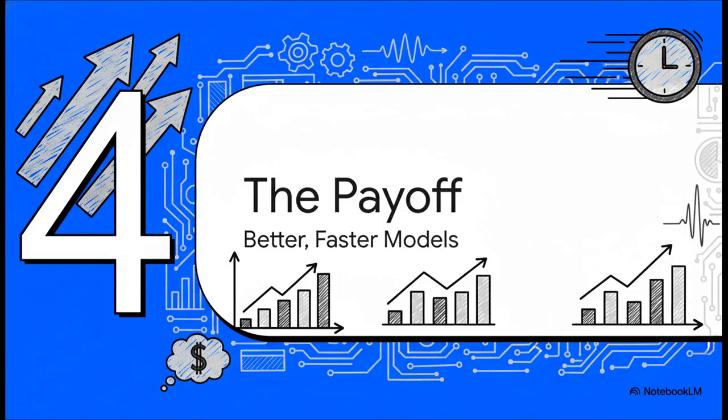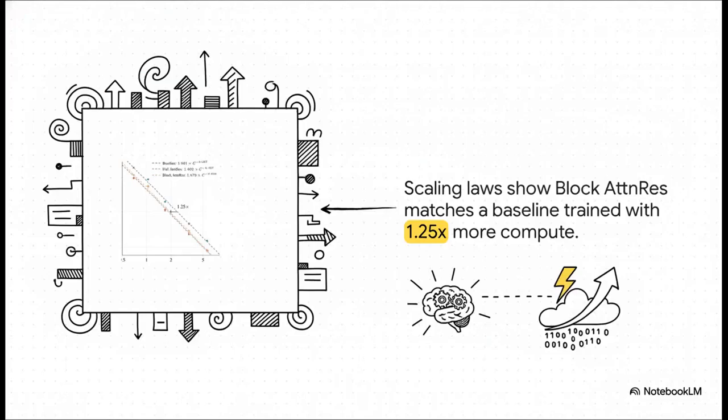Okay, so let's recap. We've got a clear problem, and we've got a super clever, production-ready solution. But now for the billion-dollar question, right? Is it actually worth it? Do all these engineering gymnastics actually give us better, faster models? Well, the scaling laws pretty much tell the whole story. What we're looking at here is validation loss versus how much compute you throw at the problem. And it's clear as day. The AttnRes models consistently get to a lower loss for the same amount of compute.